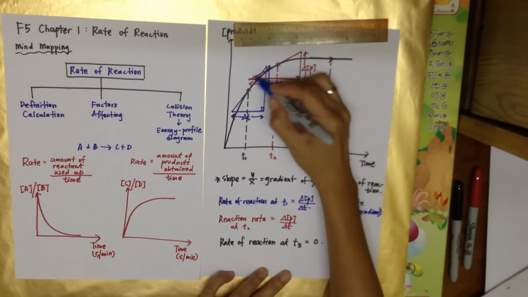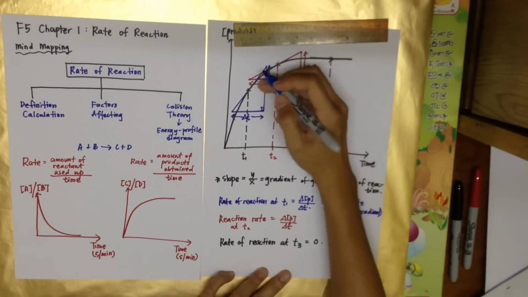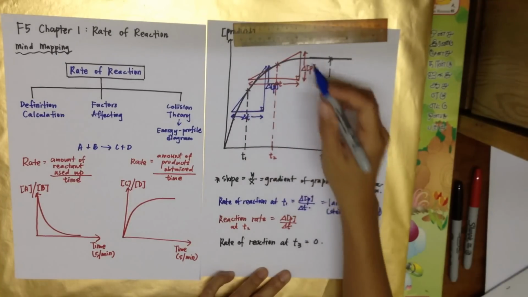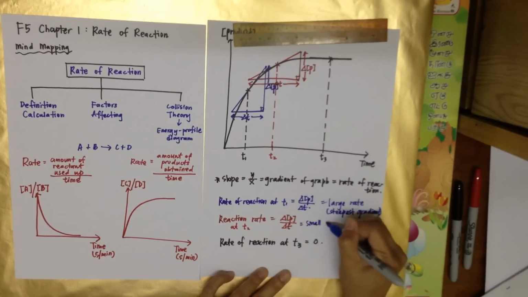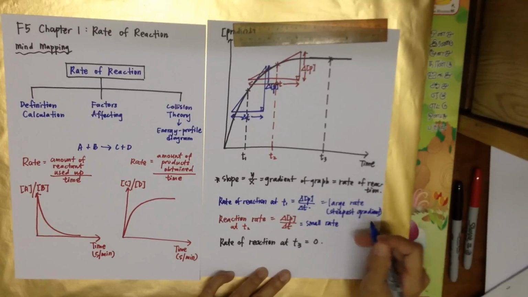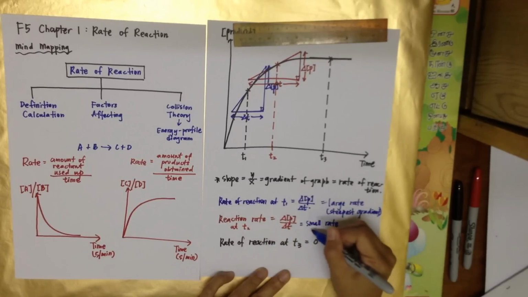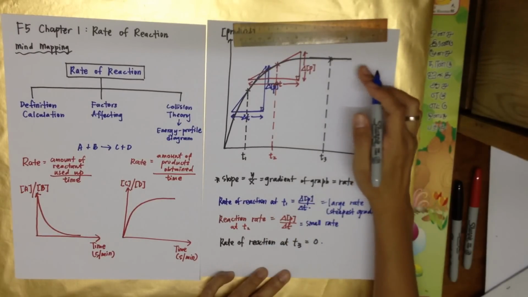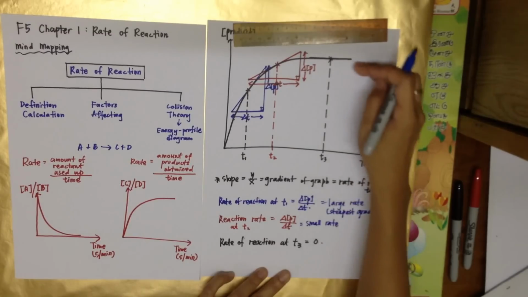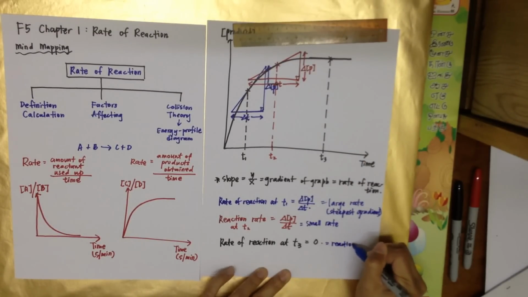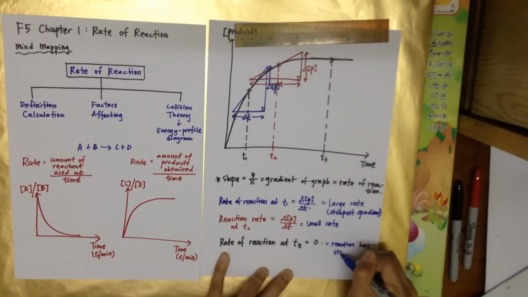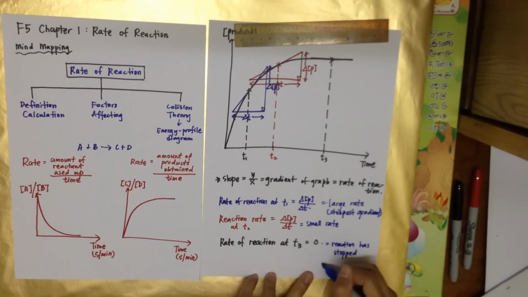When we go to T2, the tangent or the gradient of the graph is no longer as steep compared to T1. So this will give you a small rate, because of a less steep gradient, and this small rate represents that the reaction has slowed down. While at T3, the rate of reaction equals 0 because the gradient is 0, and hence this represents that the reaction has stopped. That also means that the reaction is completed.